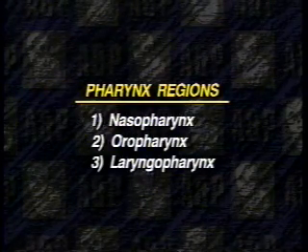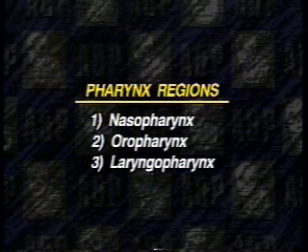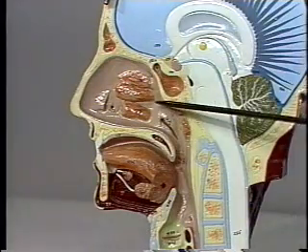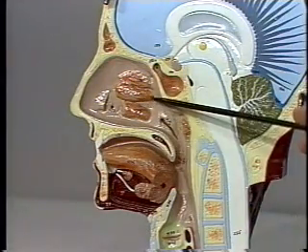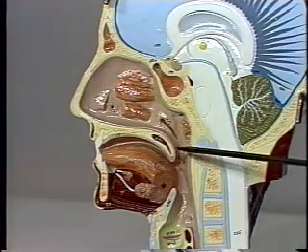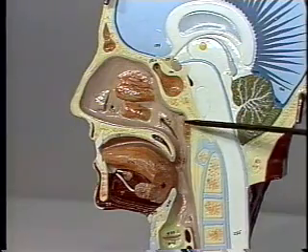We will now go to the pharynx regions. The pharynx regions include the nasopharynx, the oropharynx, and the laryngopharynx. The nasopharynx is located from the end of the concha, or the back portion of the nasal cavity, to the tip of the soft palate called the uvula. Within the nasopharynx, there are two structures you need to be familiar with. The first is a lymphoid tissue called the pharyngeal tonsils.